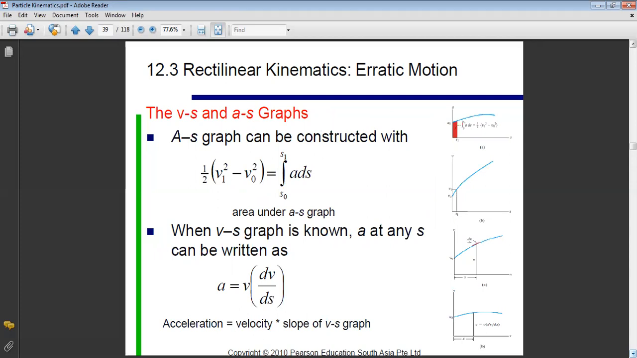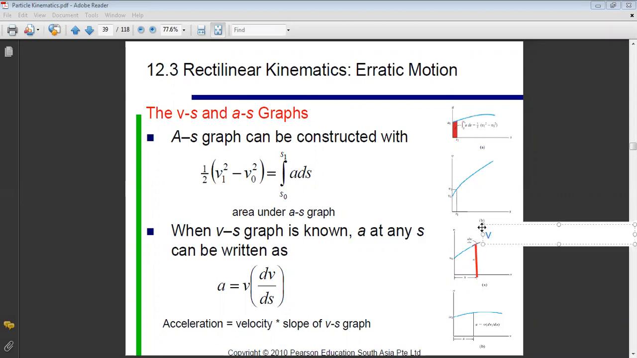Okay. And if they give me v as a function of s, I can find a by saying that a is v dv by ds. So what does this mean? If I have any position s, I can read the value of v from the graph. I take this line, then I go to the y-axis, or here it's the v-axis, and I read the value of v. Then to obtain a, I determine the slope dv by ds. So this is the slope, and I multiply the velocity v by the slope dv by ds. I obtain the value of acceleration.